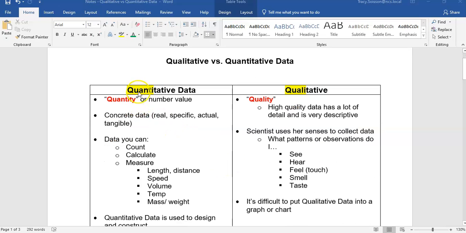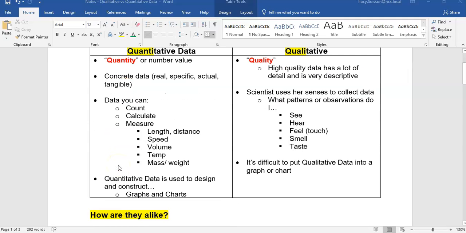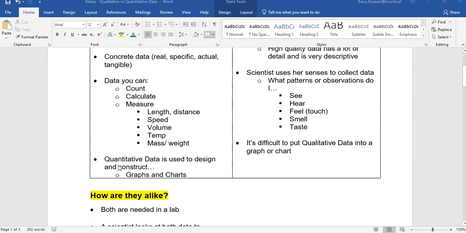If you notice in the word quantitative data, quantity, or at least part of the word quantity, is kind of embedded in this term. So when you think of the word quantity, you know that it's a number value. And that's exactly what quantitative data is. It's collecting concrete data, usually in number format. It's considered real, specific, actual, or tangible data. So it's something that you can count or calculate. It's something that you can specifically measure with multiple tools.